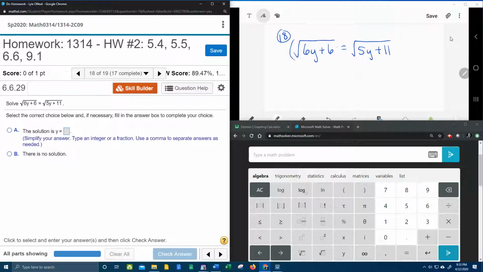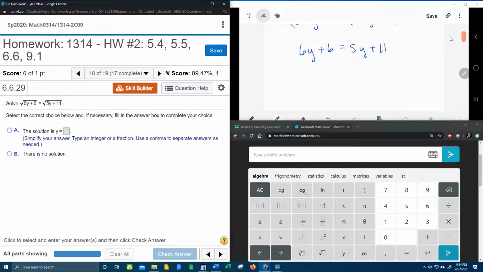This is simply the square root of some stuff equals the square root of some more stuff, okay? So anytime you have a square root equal to a square root, and they're both, I guess you could say, isolated on each side, all you have to do is square both sides. The square and the square root will cancel, and it just results in this simple linear equation. We just have 6y plus 6 equals 5y plus 11, and this is super easy.